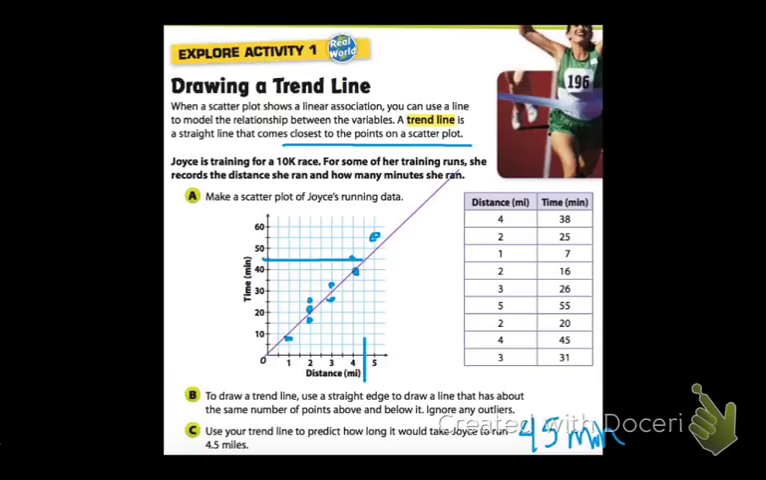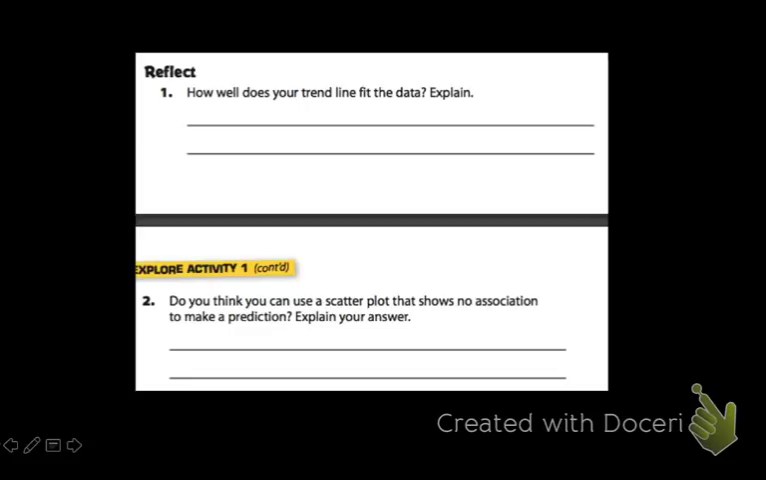Okay, let's continue on here and see if this can continue to make some more sense. How well does your trend line fit the data? So I want you to go back and do some reflecting. Look at the trend line that I had compared to what you have. Was yours close? And what do you think about that?